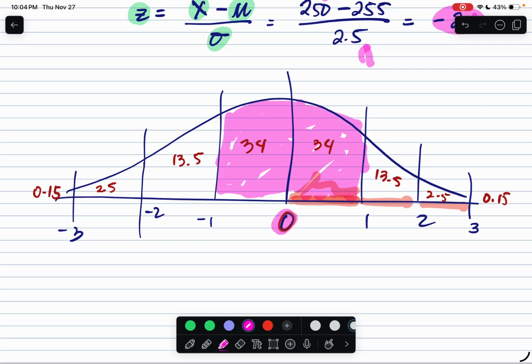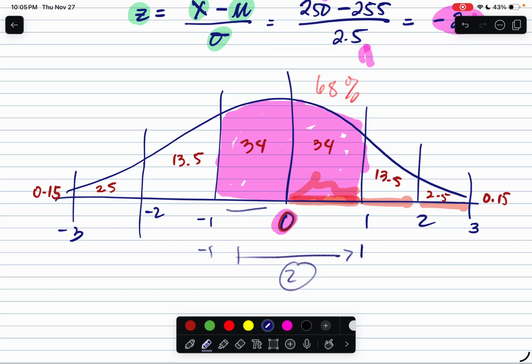So this pink colored area is 34 plus 34. That's why it is called the 68-95 rule. So this is equal to 68%. The area from -1 up to +1, which is 2 standard deviations, is 68%. And if you extend it again on this area, basically 68% plus 13.5 plus 13.5, so what is that?